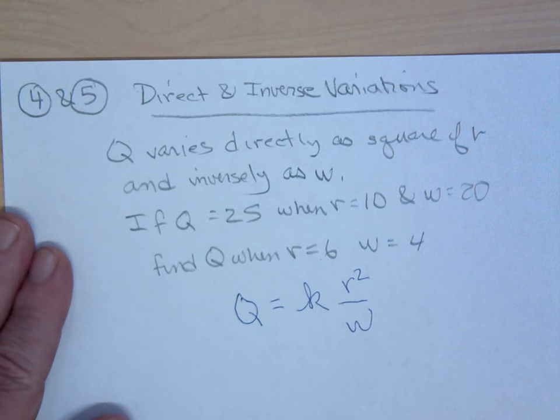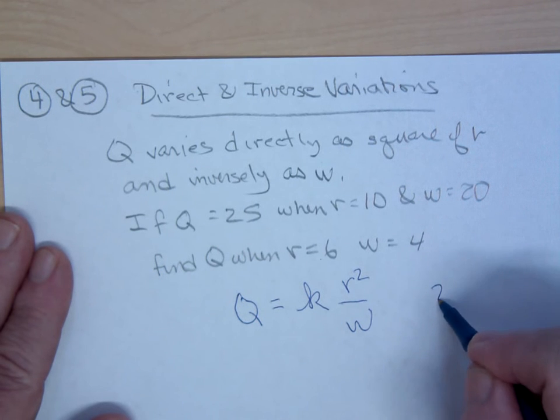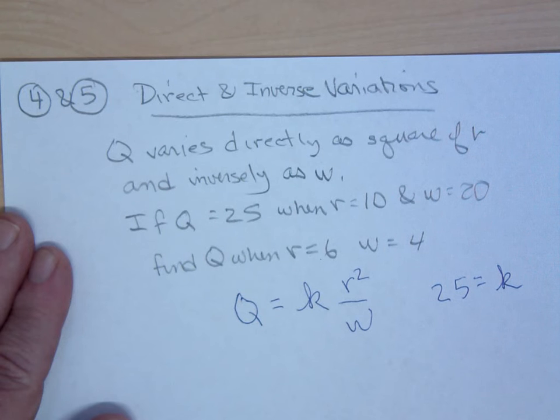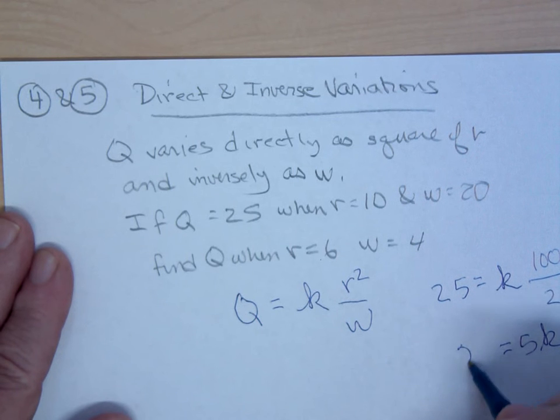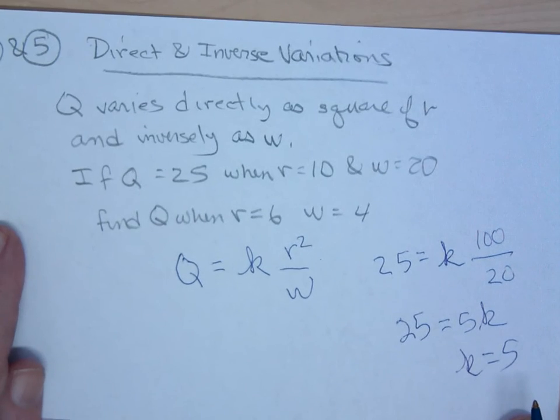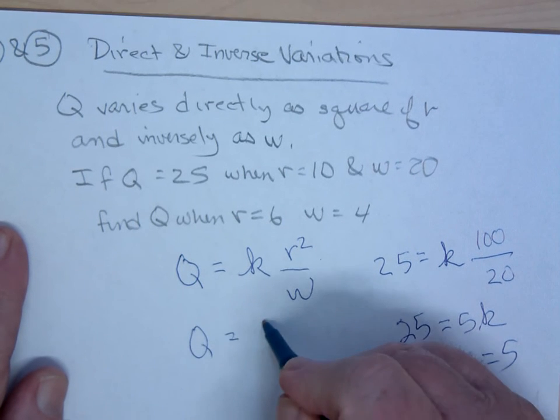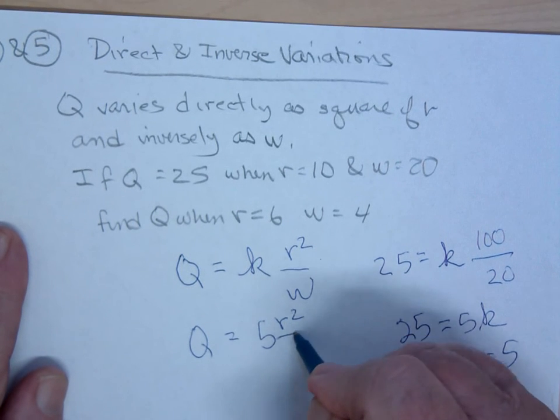And so when Q is 25, we have K here, and R is 100, and the W is 10, so that is 20. And so we say 5K is equal to 25. That tells us that K equals 5. K equals 5, there it is. And so we know that Q is equal to 5 R squared over W.